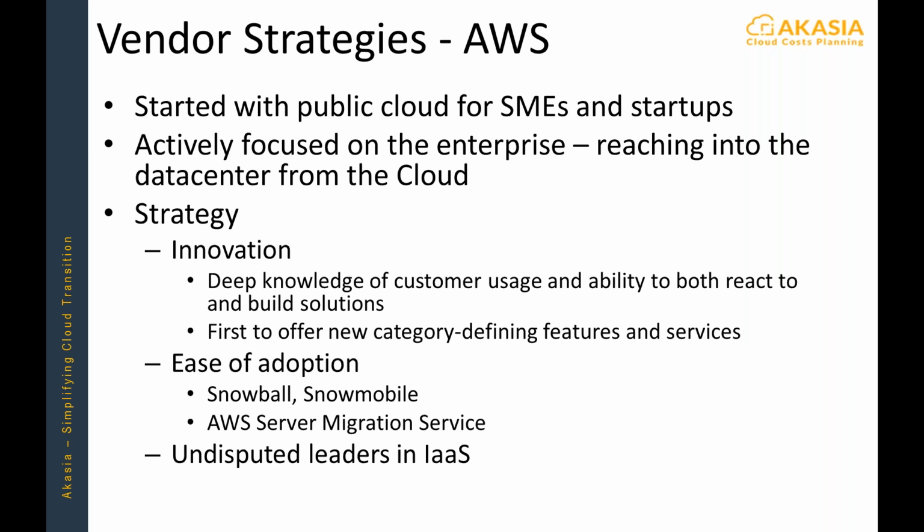That's their direction of movement. And their strategy is innovation, because thousands and thousands of systems are running in the Amazon cloud. They have deep knowledge of how customers use the cloud, what kind of issues and challenges they run into, and their ability to actually deliver the services, scalability and everything is top-notch. Because of their understanding, they are also able to offer new category-defining features and services as well.